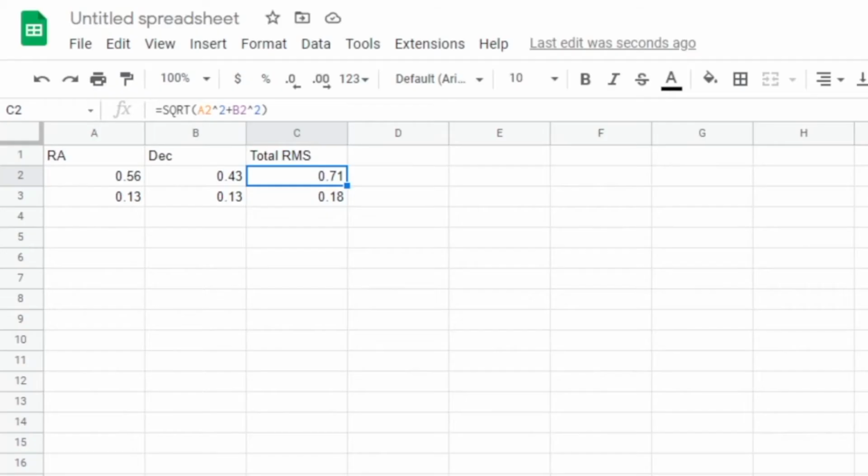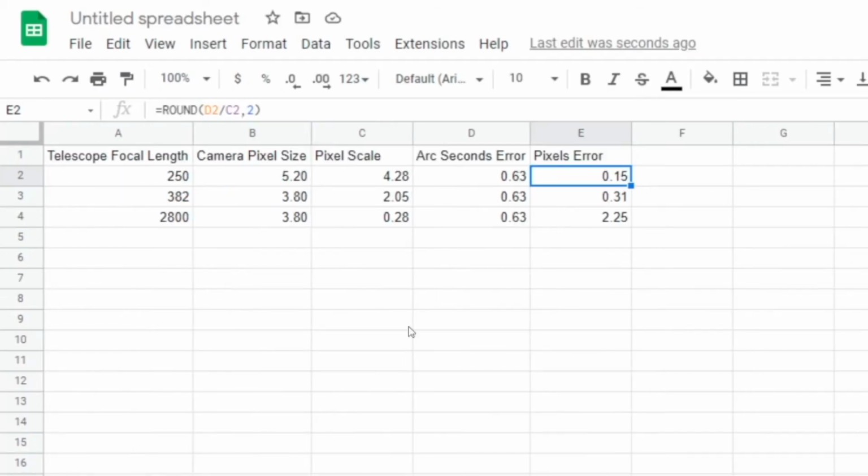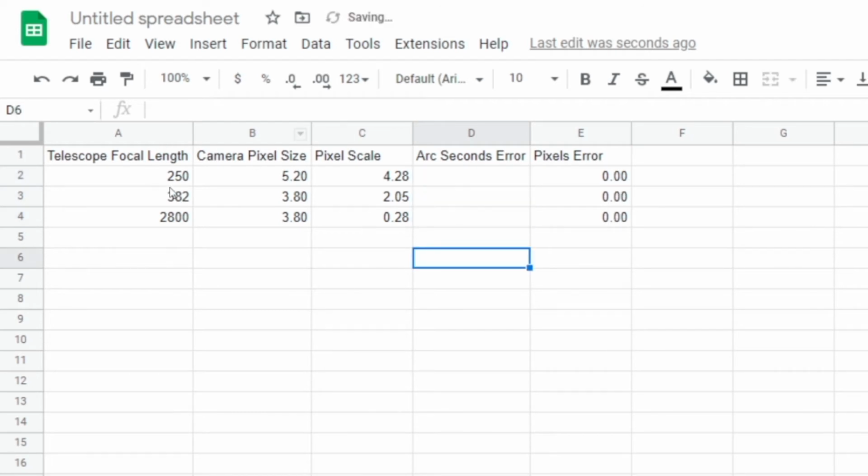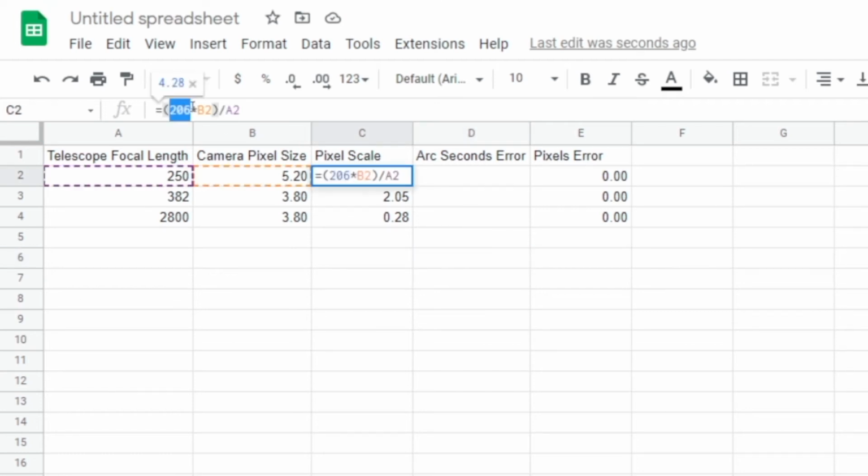I'll show you the effects of it on different focal length telescopes. So let's go over here, and let me fill this in with the numbers that we have. If you remember from my other videos, the pixel scale is essentially this magic 206 number multiplied by the pixel size and divided by the focal length of your telescope. You can see here, this is my guide scope. It's 250 millimeter focal length, 5.2 pixel size, and the pixel scale is calculated to be 4.28.